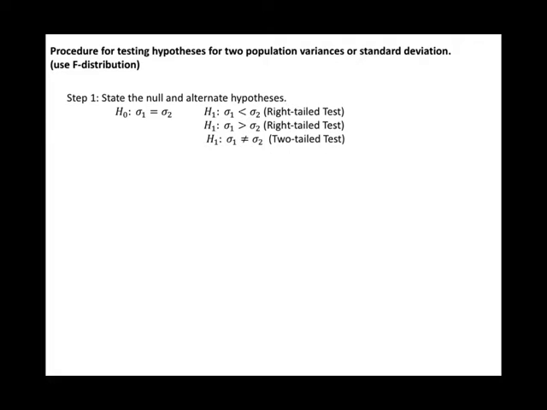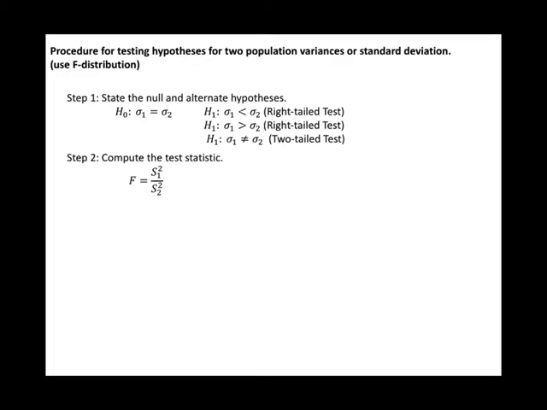Procedure for testing hypotheses for two population variances or standard deviations. First, state the null and alternate hypotheses. The null hypothesis is always equal. The alternate hypothesis can be less than, greater than, or not equal to. But pay attention here: even though we have the less than, we are still using the right tail. Greater than is the right tail, and not equal to has two tails. So we don't have the left tail test here. We could say this is one tail or two tail.